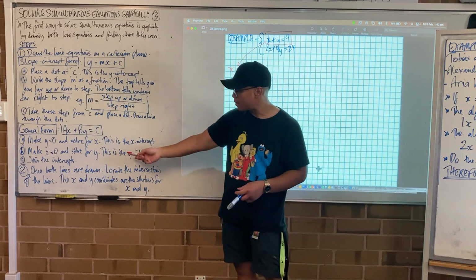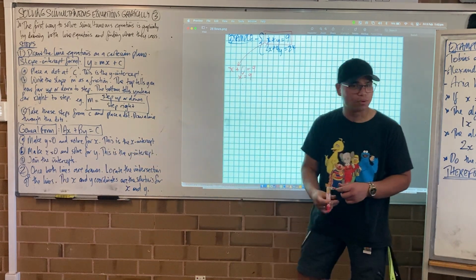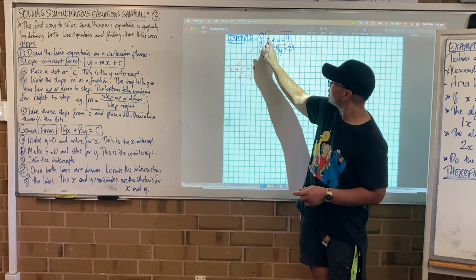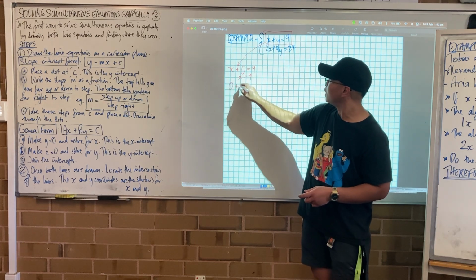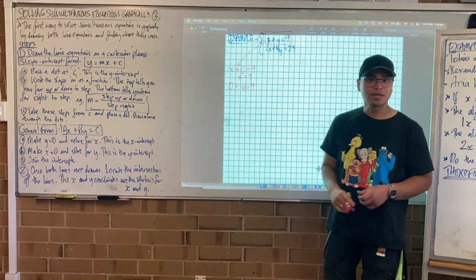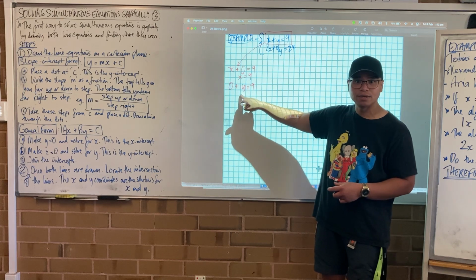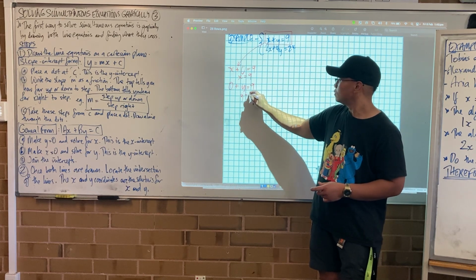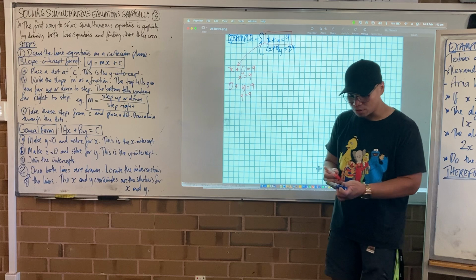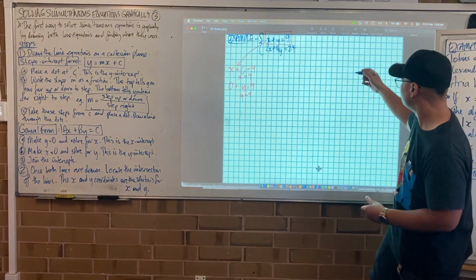What's the B step? Make x equal 0 and solve for y. So what am I going to make x this time? 0 plus y equals 9. What's left over on the left-hand side now? y. This is the y-intercept. So if I want to draw this, I'll need a ruler.